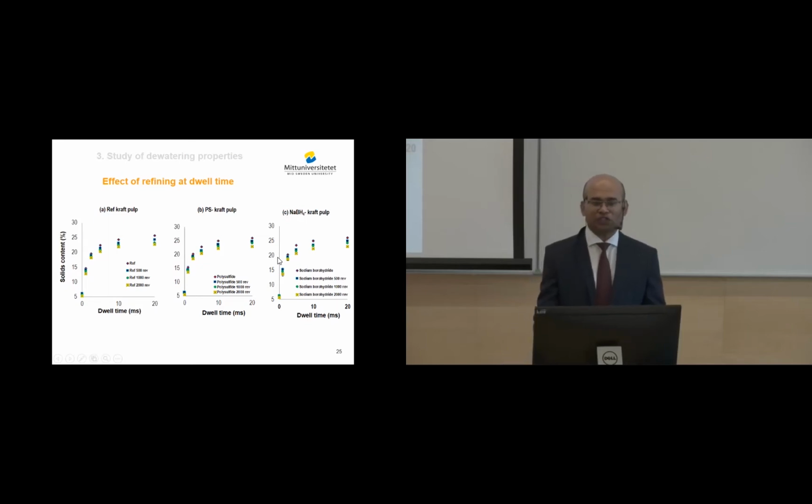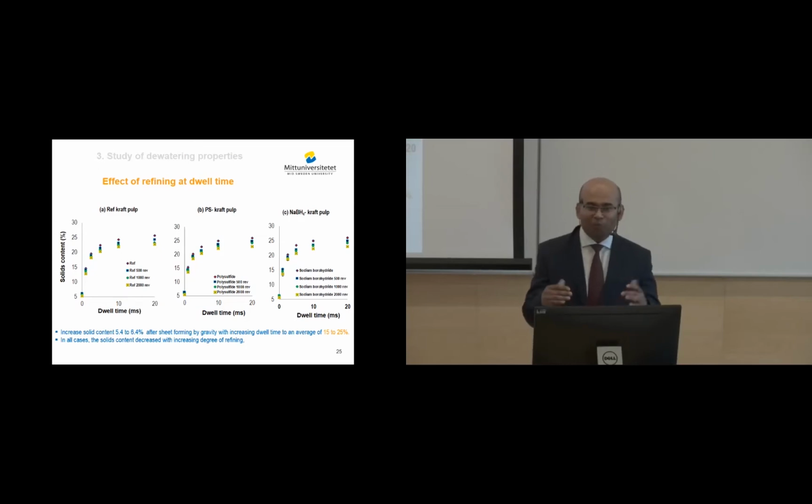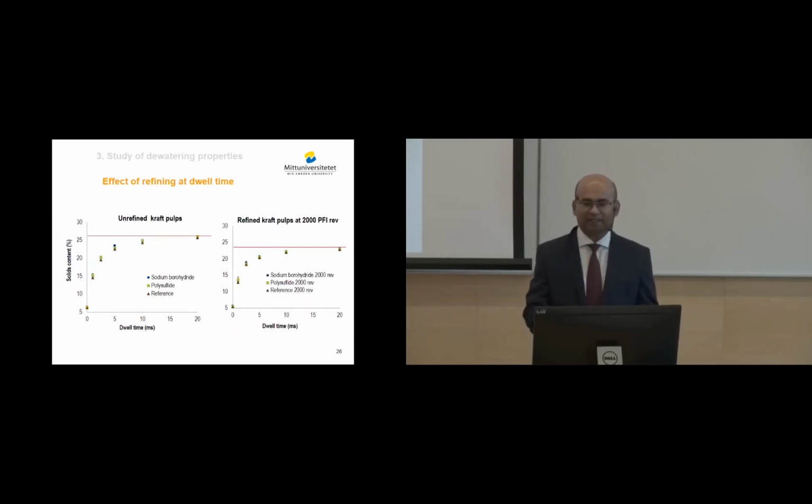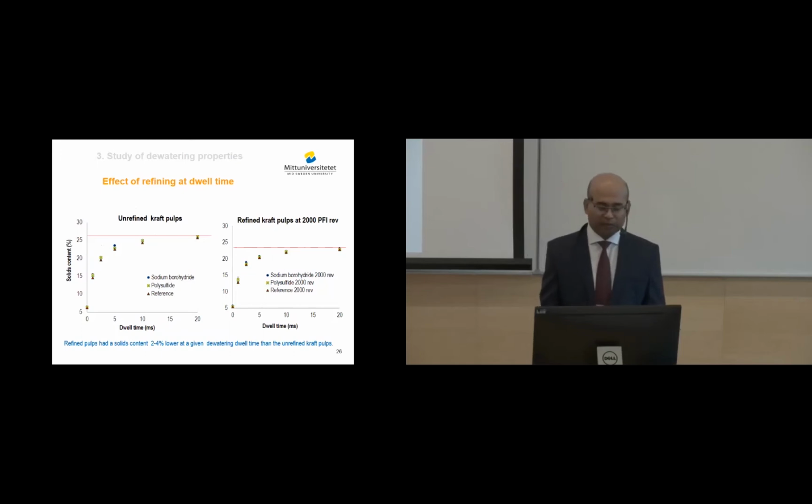Here you may not get a clear message, but at least you get the message that solid content decreases when you increase the refining. But it's more pronounced if I explain this graph. Compare the unrefined and refined. I have followed the 2000. You see, here it is almost 2 to 4% lower. I will say the solid content is lower compared with this dwell time on the unrefined crop pulps. So it means unrefined crop pulp has a better solid content compared with the refined crop pulp.